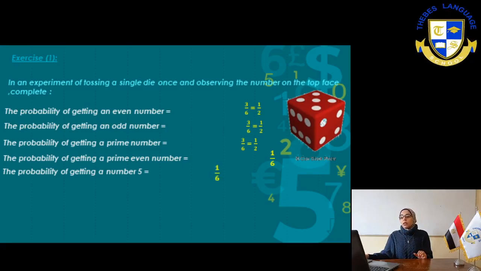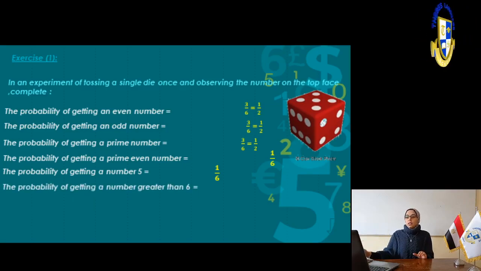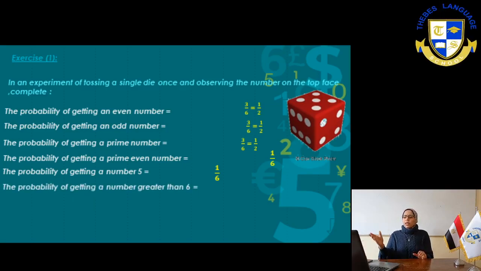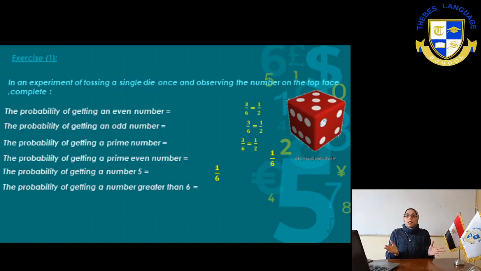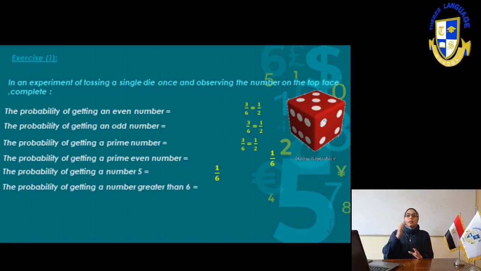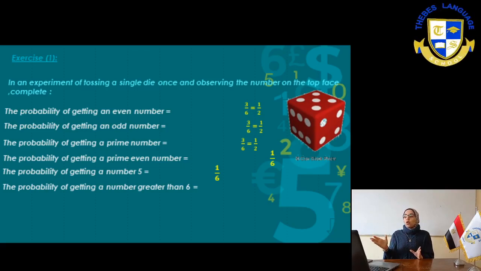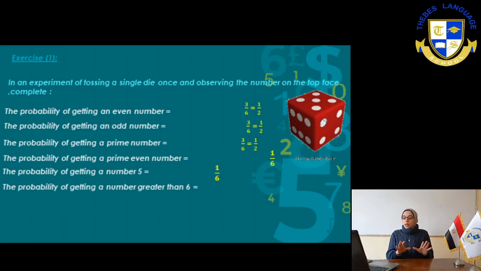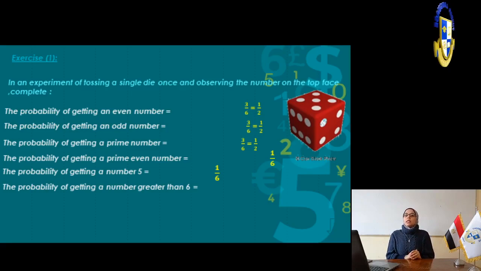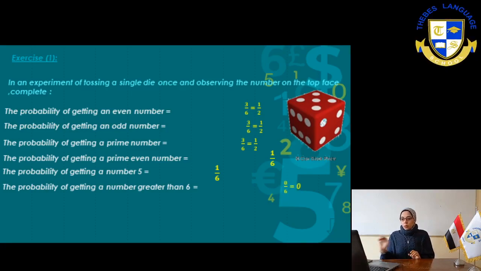The probability of getting a number greater than 6. How many faces have a number greater than 6 in the die? There are no faces with a number greater than 6. All the numbers are less than 6. So this probability is impossible to happen. It will be 0 over 6 equals 0.